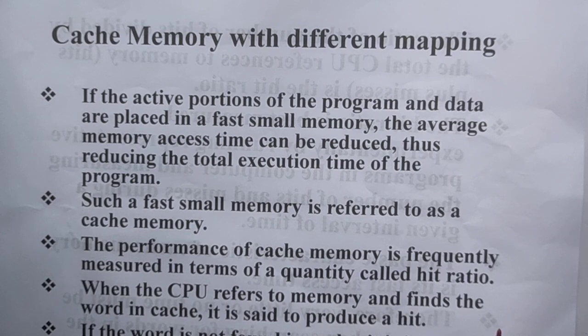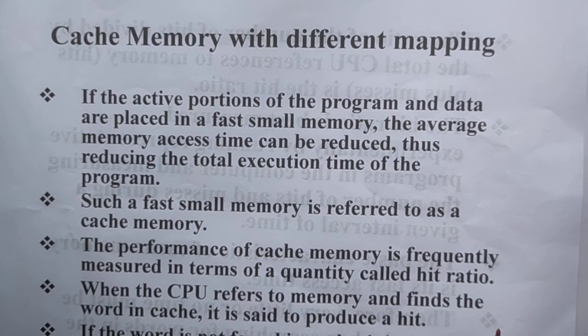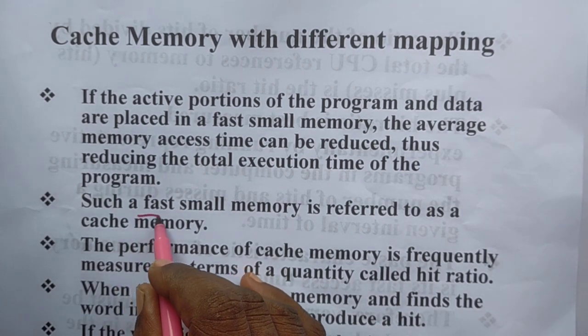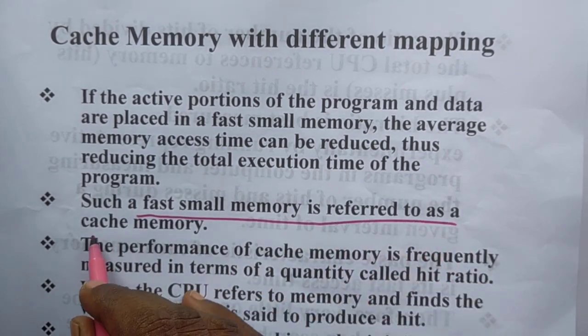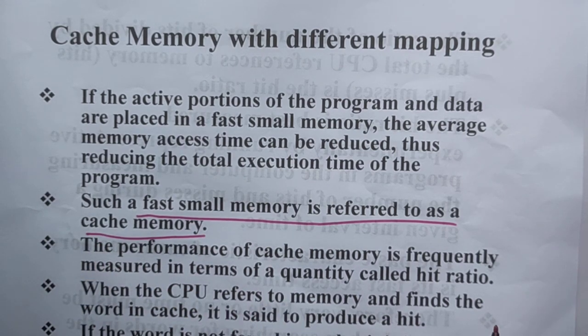Another concept is that the execution time is also reduced. It reduces the total execution time of the program, whenever a program needs to execute, which depends on the data available in cache memory. So what we discuss as cache memory is a very fast, small access memory, which is referred to as cache memory.